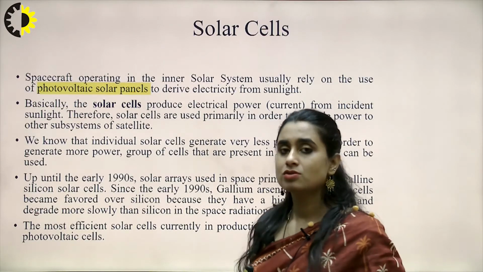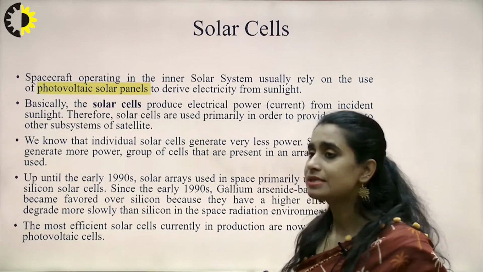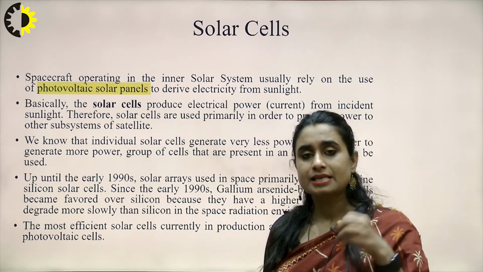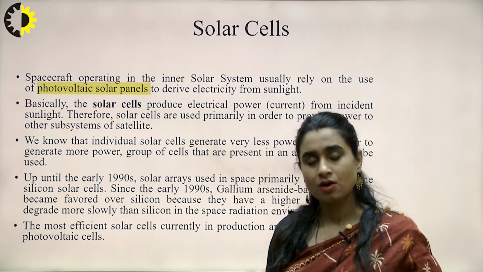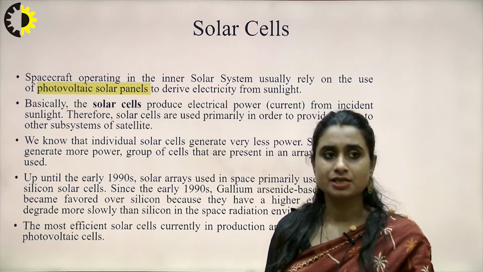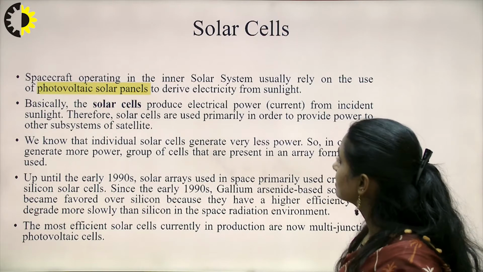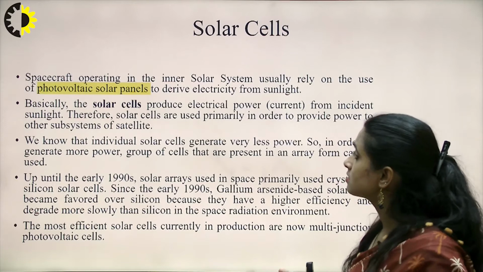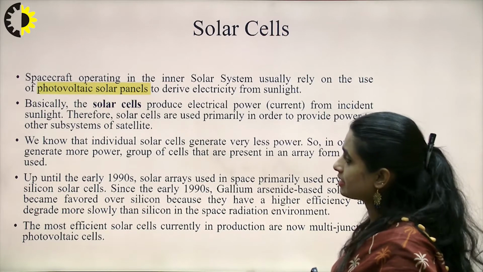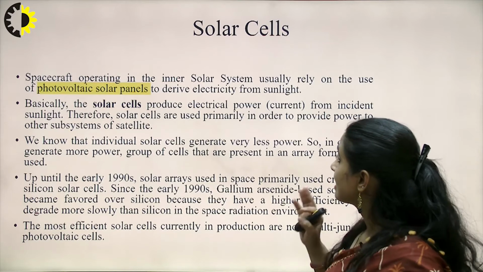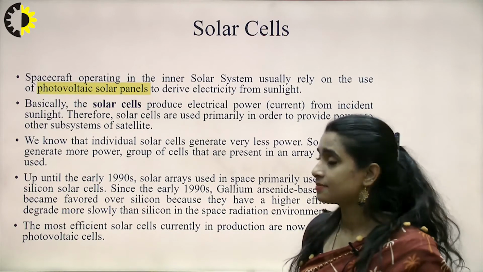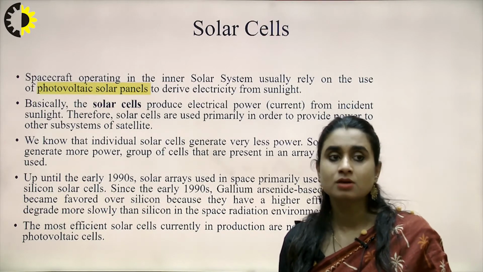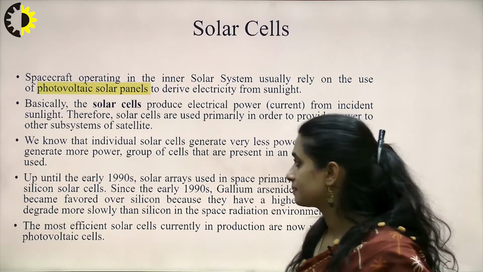So now if we talk about solar cells in detail, what kind of cells are these? These are a kind of photovoltaic cells, right? Light energy falls on it and it converts it into electrical energy, right? So spacecraft operating in the inner solar system usually rely on photovoltaic solar panels to derive electricity from sunlight. Basically, the solar cells produce electrical power from incident sunlight. Therefore, solar cells are used primarily to provide power to other subsystems of the satellite.